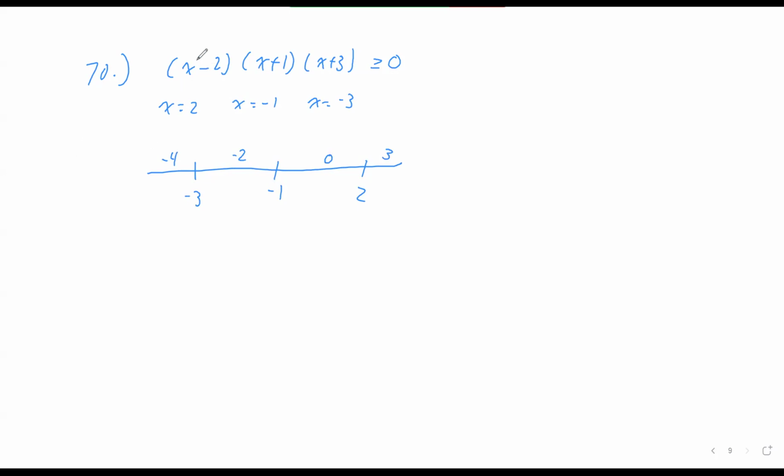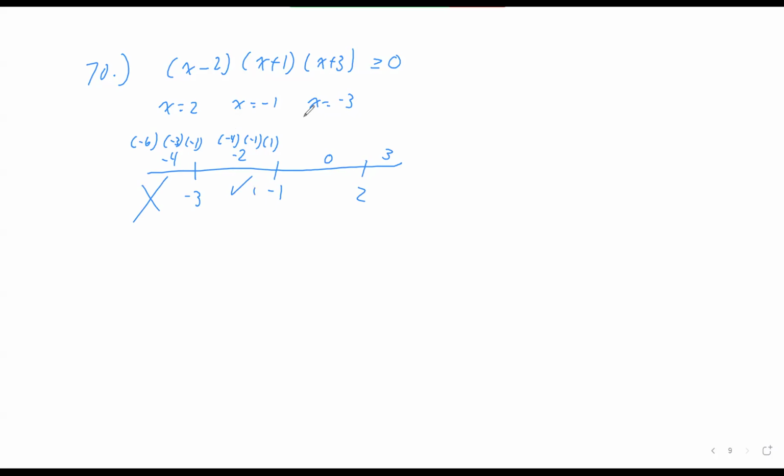So now when I plug it in, -4 minus 2 is going to give me a -6. -4 plus 1 gives me a -3. And -4 plus 3 gives me a -1. I'm looking for something that's greater than or equal to 0. Well, 3 negatives make a negative, so that would not work. So then I try -2. -2 minus 2 gives me -4. -2 plus 1 gives me -1. -2 plus 3 gives me +1. Two negatives make a positive times a positive, so I will get a positive result.